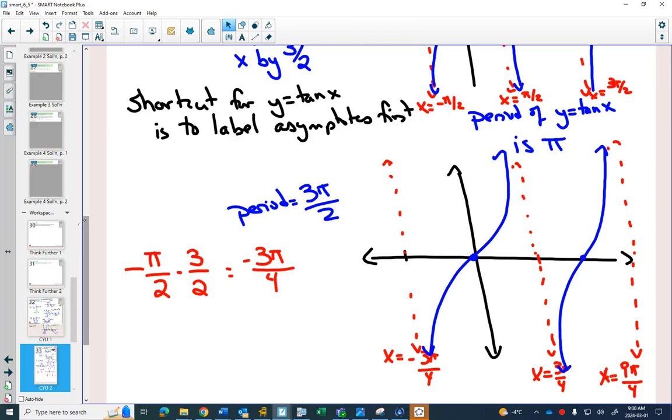So for our tan graph, we find out where our new asymptotes are going to be. And again, our period is what got changed. Your y values would still stay exactly the same where they were.